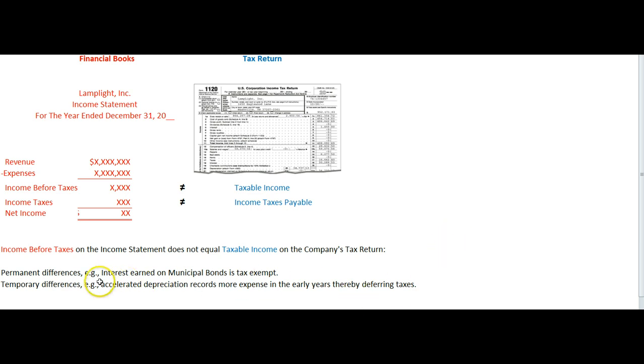There are temporary differences, the most common of which is accelerated depreciation. So on our tax return, we're going to record a whole bunch of depreciation expense in the early years of an asset's life, and we're probably going to use straight line on our books. So by booking a lot of depreciation early, we're deferring taxes until later when we get caught up or reverse out that difference between accelerated depreciation and straight line.